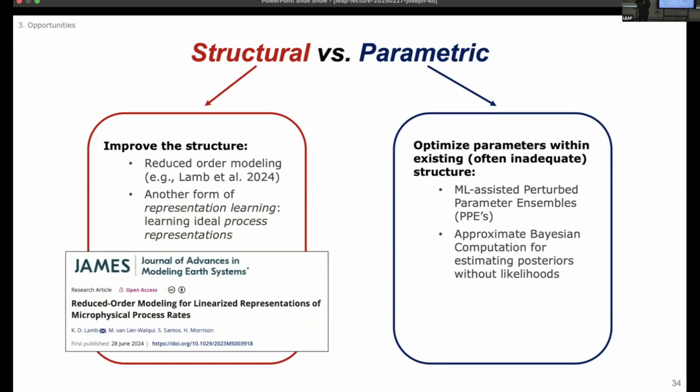And for the structural, what we're interested in is carrying on what Kara already tried with warm rain microphysics, which is essentially doing reduced order modeling, which is another form of representation learning. But in this case, we're learning an ideal process representation for microphysics, essentially taking that Lagrangian superdroplet model and trying to retain the fidelity of that, but make it computationally tractable in a condensed form. And that's something that we want to try with ice microphysics.